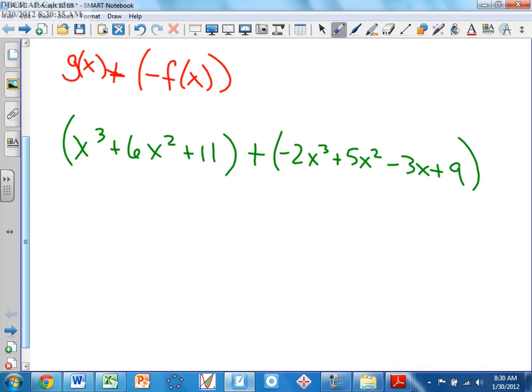You can do it the other way, it's fine, I don't care, I'm just trying to give you a suggestion. As long as you're able to do it correctly. If you can't do it correctly, then you might need to switch or try something new, please. So your final answer for this one would be negative x cubed plus 11x squared minus 3x plus 20.